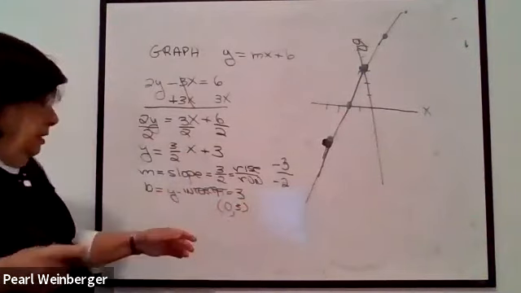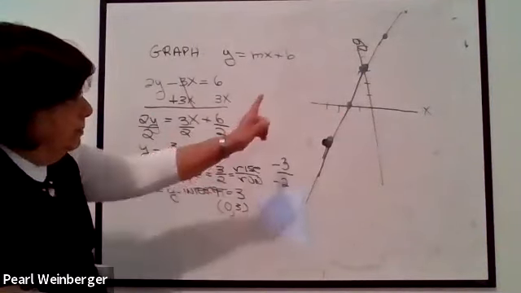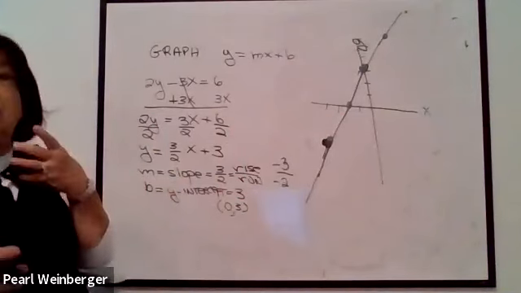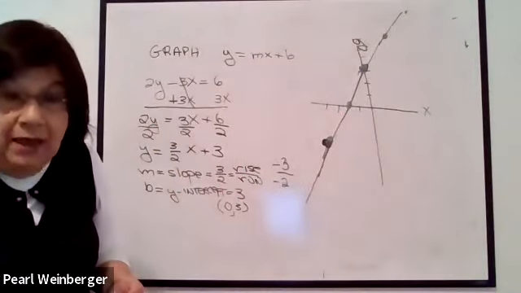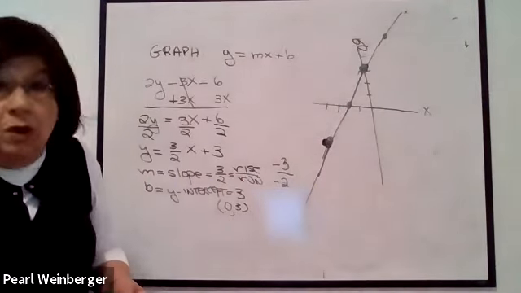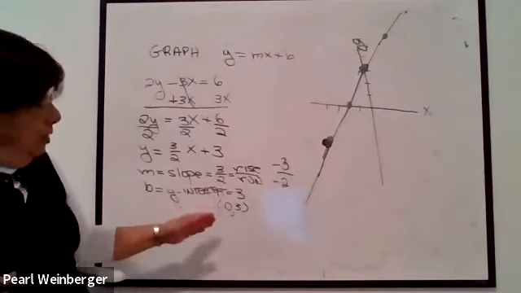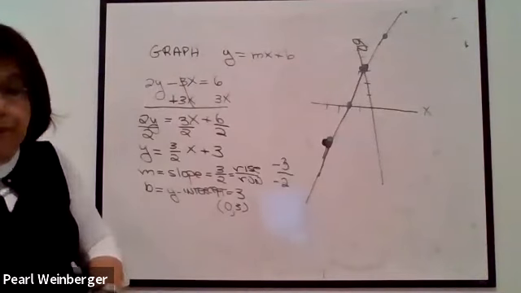The point on the y-intercept is x is 0, y is 3. Again, everybody knows that when the point is on the y-axis, the x has to be 0. So therefore, we just say the y-intercept is 3. It's just easier to say, but we have to remember that the x value there is 0.